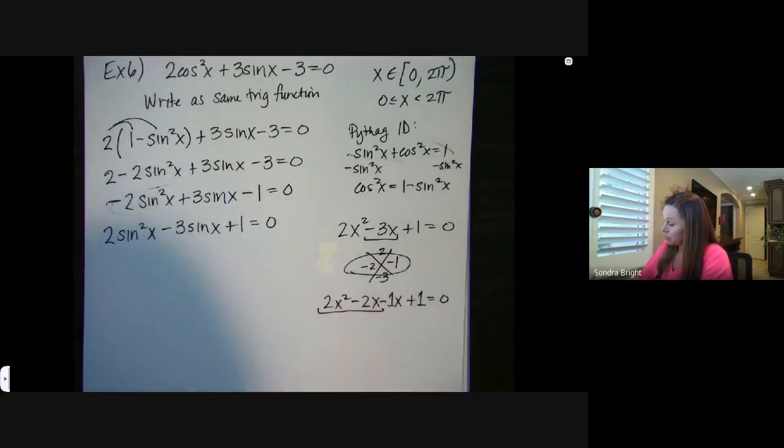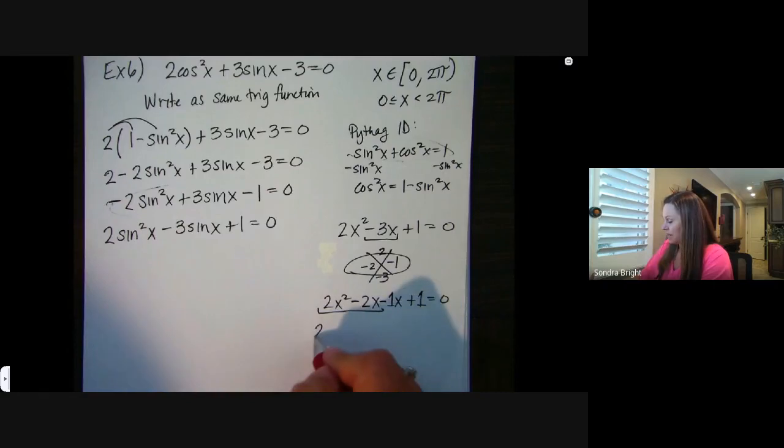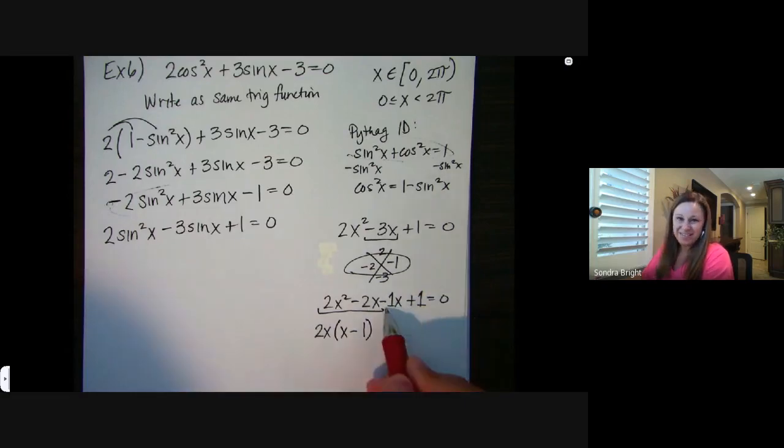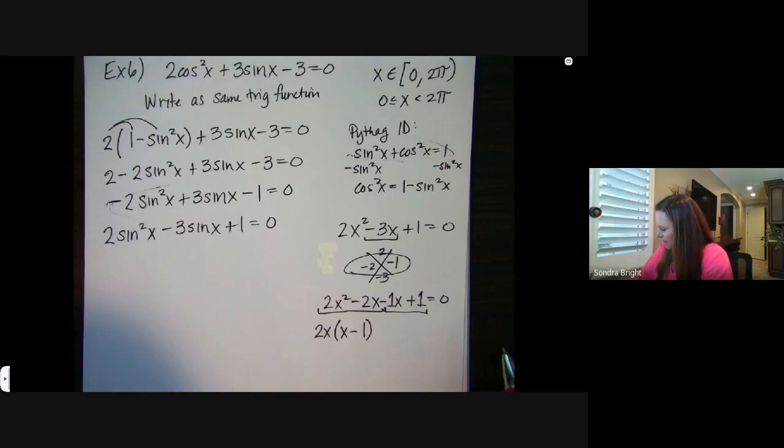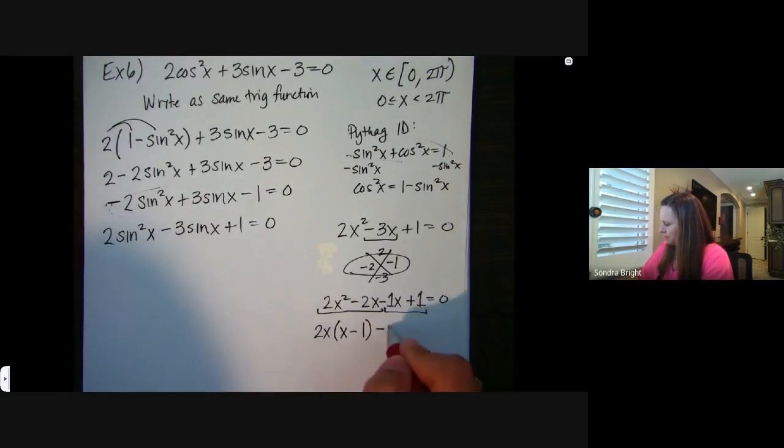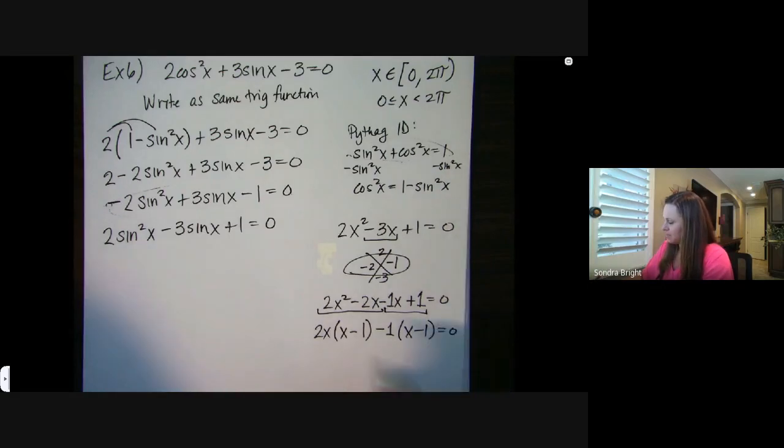What do they have in common? They have a 2x in common, and you would be left with an x minus 1. Look at the second two, and they don't have anything in common. But remember, you want your parentheses to match. So if I factor out a negative 1, I'd be left with x minus 1. And so parentheses match, that's one of your factors, and the other one comes from here.